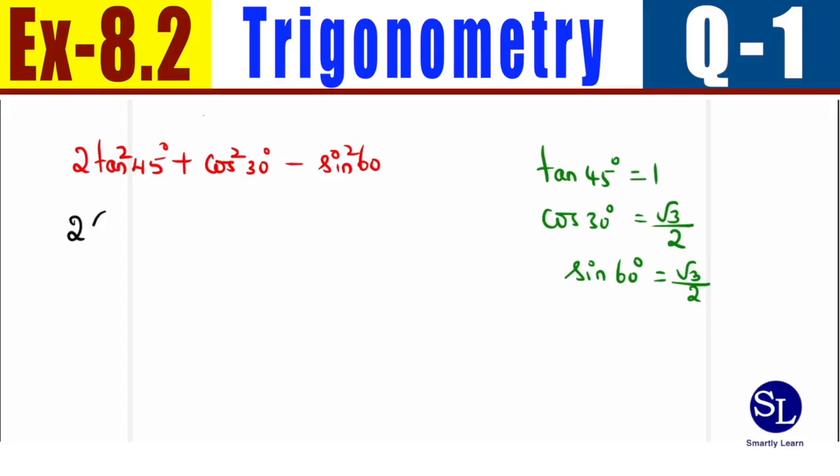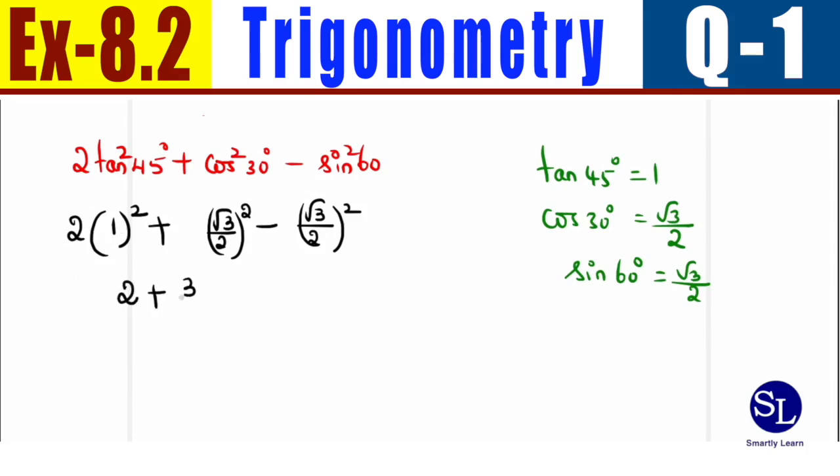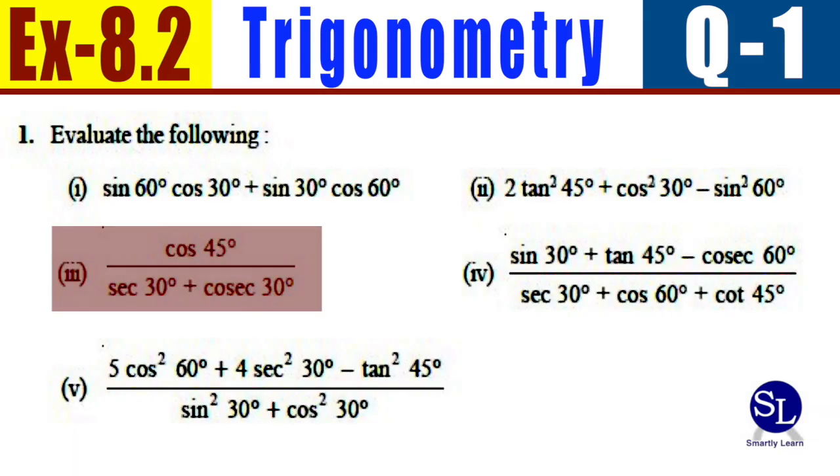This is 2 into tan squared 45. So 1 the whole square plus cos 30 degrees which is root 3 by 2, I have to square that up, minus sin squared 60. So another root 3 by 2 the whole square. So this is 2 into 1. So 2 plus 3 by 4 minus 3 by 4. We can simply cut out this. So the final answer is 2. Now let's take up the third expression in this particular question.